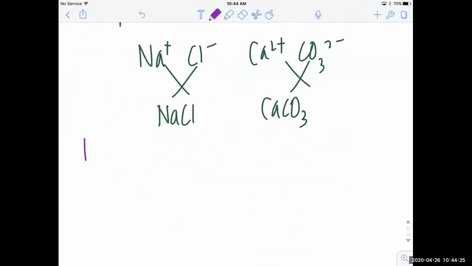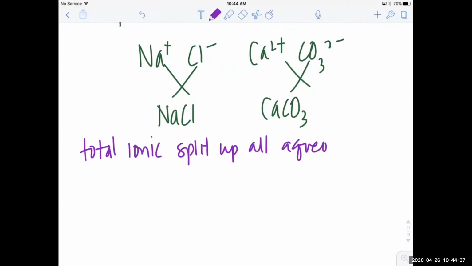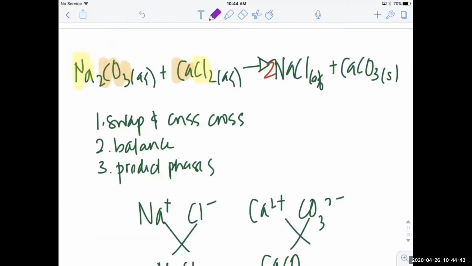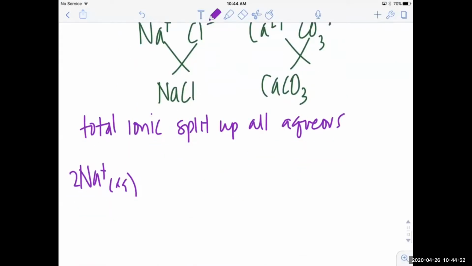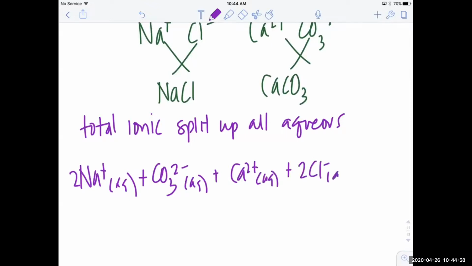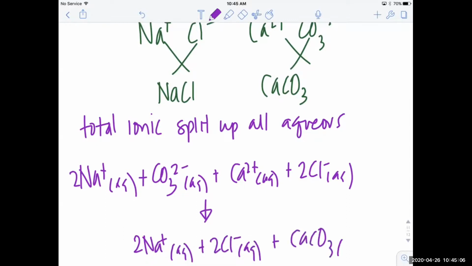I'm going to go ahead and write out our total ionic. Remember, we have to split up all aqueous. This is going to be 2 Na+ aqueous. Remember that 2 comes out. This 2 goes to both. This chlorine will come out just in front of the chlorine. Plus CO3 2- aqueous, plus Ca2+ aqueous, plus 2 Cl- aqueous goes to 2 Na+ aqueous plus 2 Cl- aqueous plus CaCO3 solid.